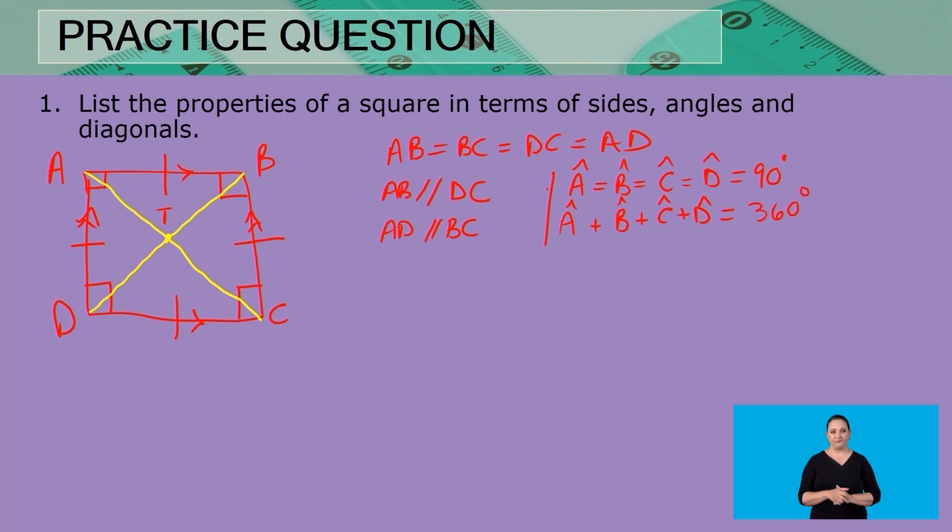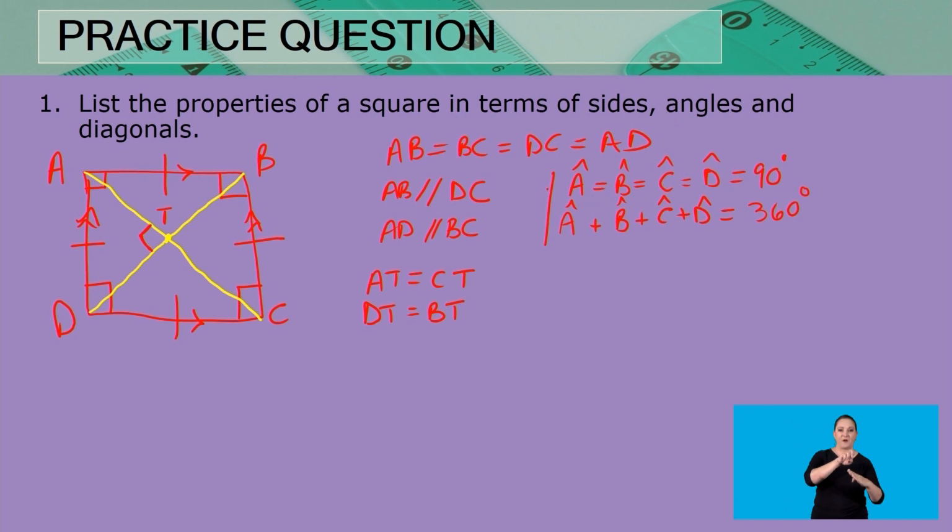So what does this mean? It means that AT is equal to CT. It also means that DT is equal to BT because those diagonals bisect each other. Now, they don't only bisect each other, but they also meet at a right angle. So they are perpendicular to each other. They meet at 90 degrees. So those are the diagonals.